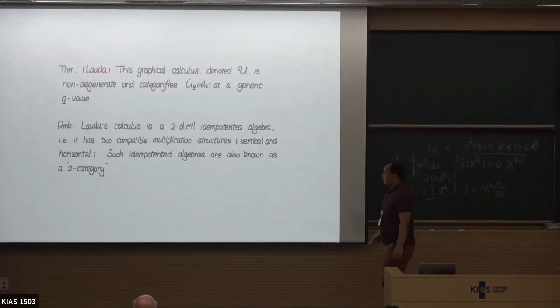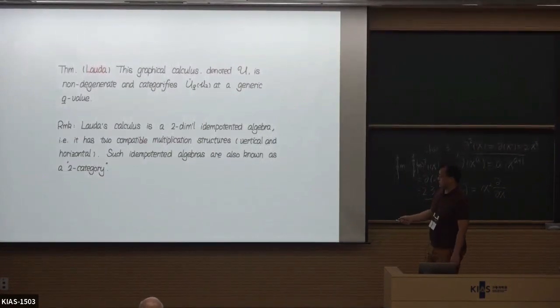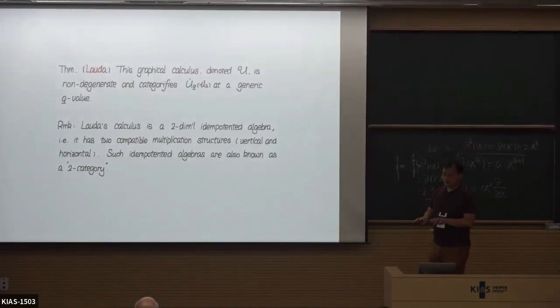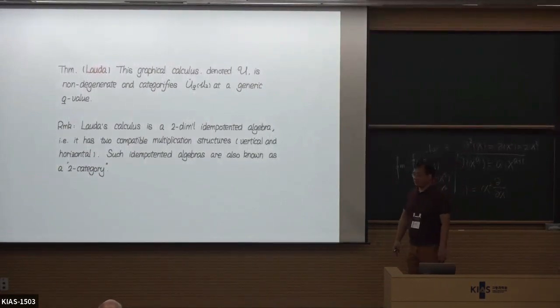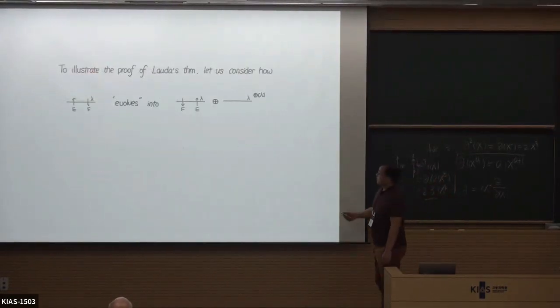All right. So what is the structure you have seen? Lauda's calculus is really a two-dimensional idempotent algebra. It has two compatible multiplication structures, a vertical stacking and a horizontal stacking, and this algebra is known as a two-category. And I've seen from Phil's talk yesterday that this is a truly two-dimensional structure, instead of an ordinary associative algebra, which is really a one-dimensional factorization algebra. But in this case, this is a really two-dimensional gadget. So let me give you a sketch of a proof of why Lauda's theorem is true.